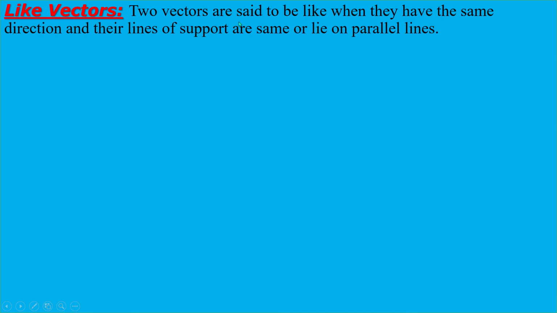Like vectors: two vectors are said to be like when they have the same direction and their lines of support are the same or lie on parallel lines. For example, xy is a support line of the vector a and of the vector b. Their support line is the same, and the direction of vector a is along this side, and the direction of vector b is also along this side, that means the same.